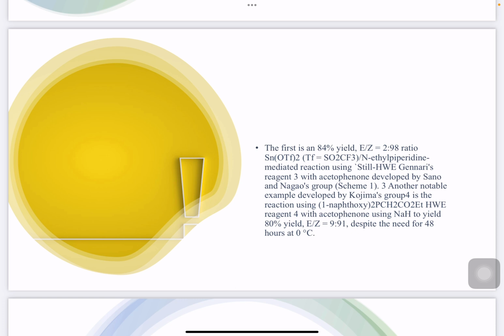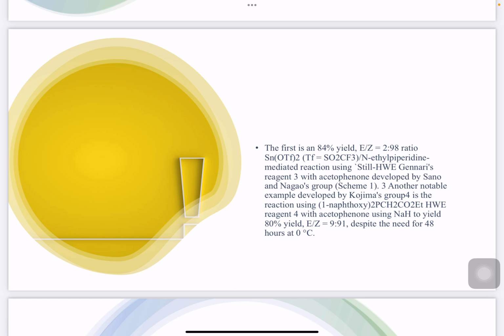Also, there's another notable example developed by Kojima's group: reagent 4, the reaction using 1-naphthoxy 2-PCH2CO2Et HWE, which is a reagent that is not available commercially. But this reagent 4 with acetophenone using NaH gives an 80% yield, E/Z 9 to 91 ratio, despite the need for 48 hours at 0 degrees temperature.